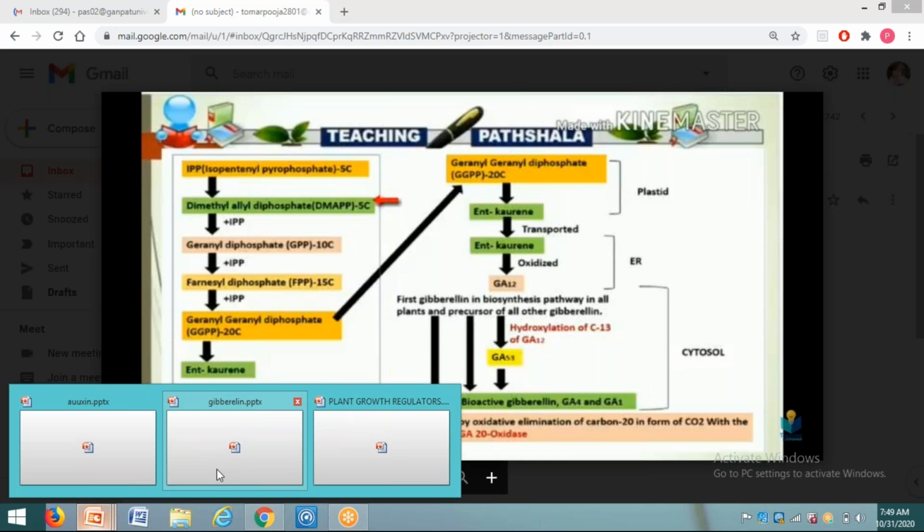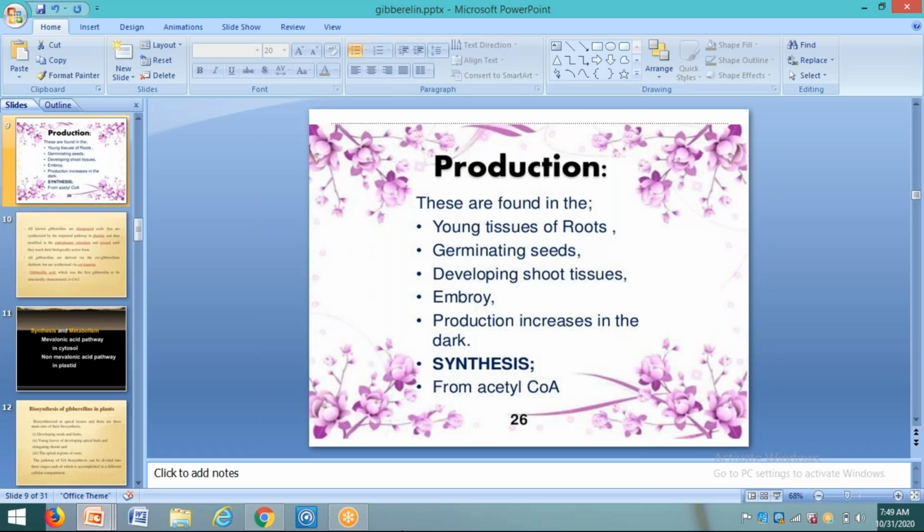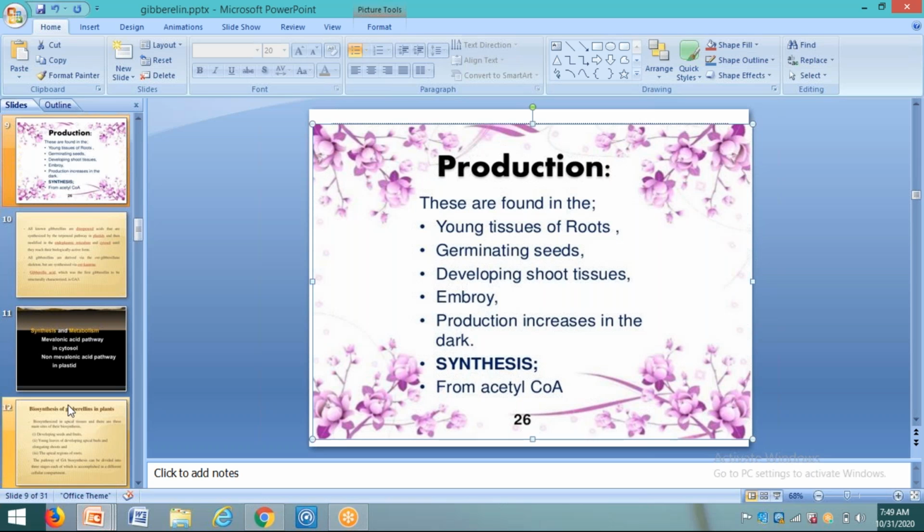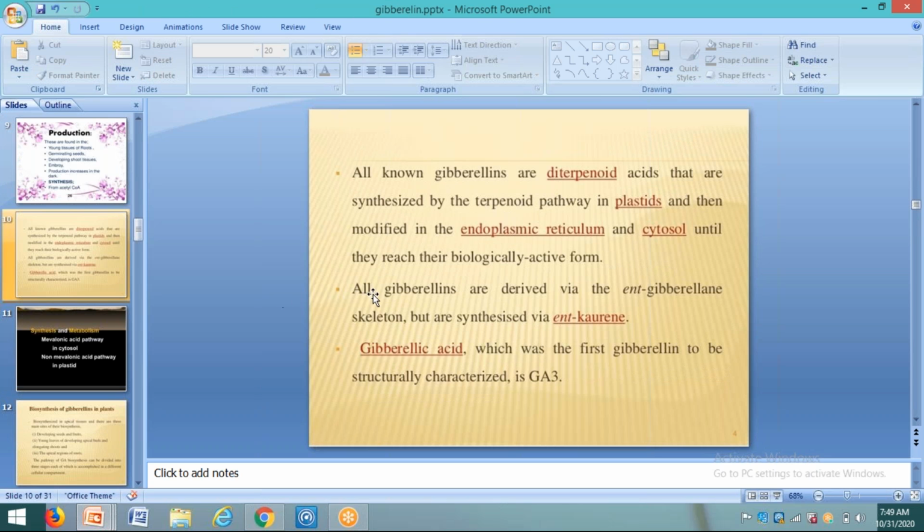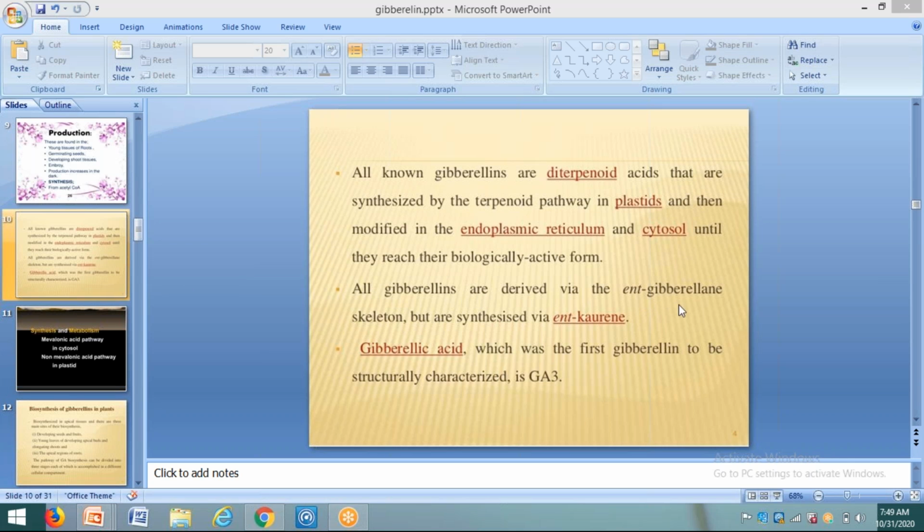Let's move on to the presentation. In the presentation, as I told you, we studied some points. Look at this line. Maybe this line is clear to all now. All gibberellins are derived from the ent-gibberellane skeleton but synthesized by ent-kaurene. Now you will come to know what ent-kaurene is and how gibberellin is synthesized from this ent-kaurene. Okay, so let's see in the image again. Let's discuss the pathway again.